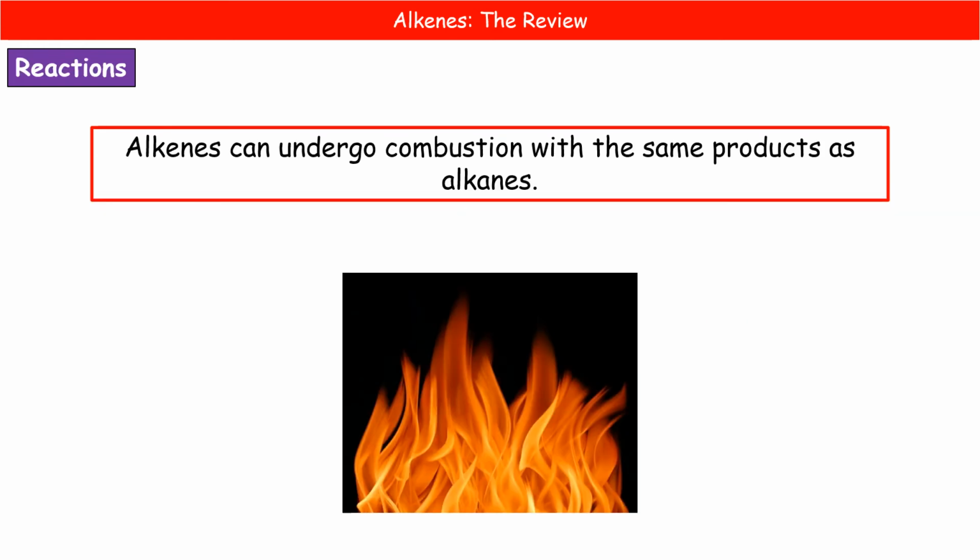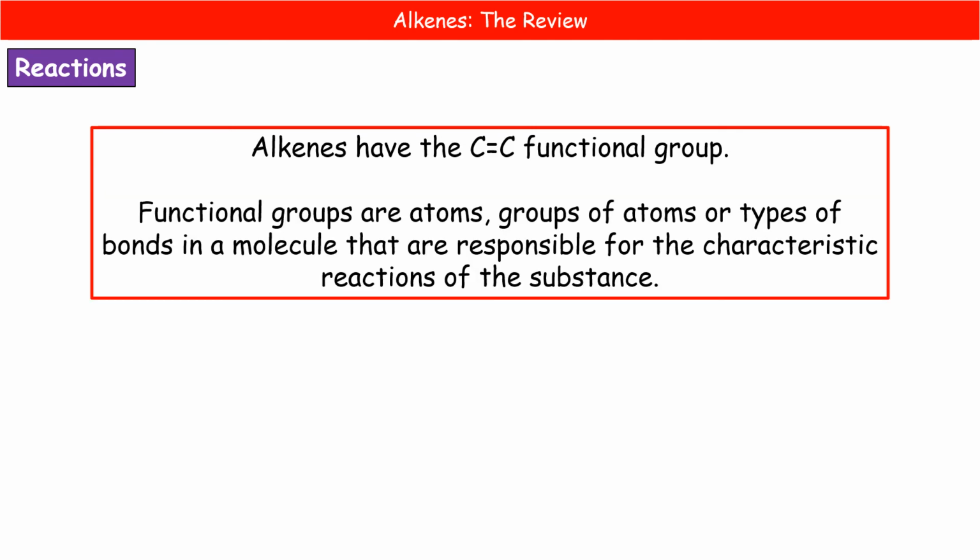In terms of the reactions of our alkenes, they can undergo combustion, and it's exactly the same as the alkanes. Complete: carbon dioxide and water. Incomplete: carbon, carbon monoxide and water. So make sure you learn those reactions. If they ask you what is the functional group for an alkene, it is the carbon double bond carbon. So the functional group is the thing that gives it its characteristics. So alkenes, C double bond C.